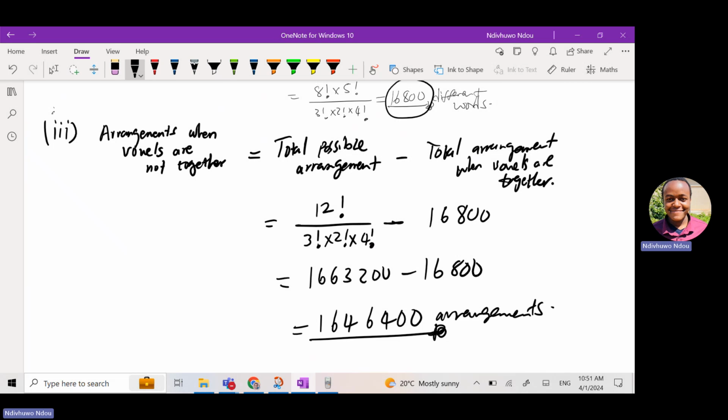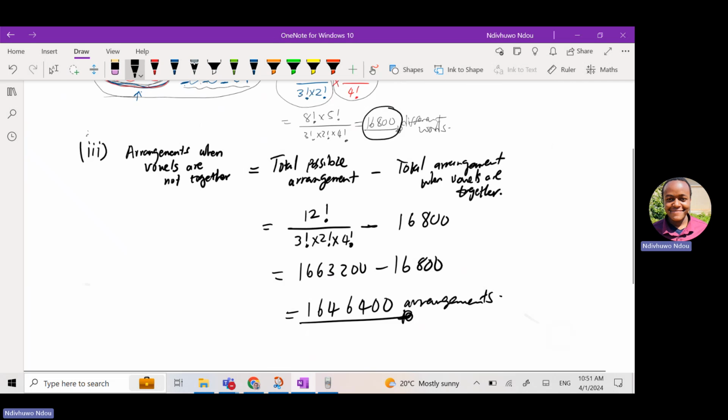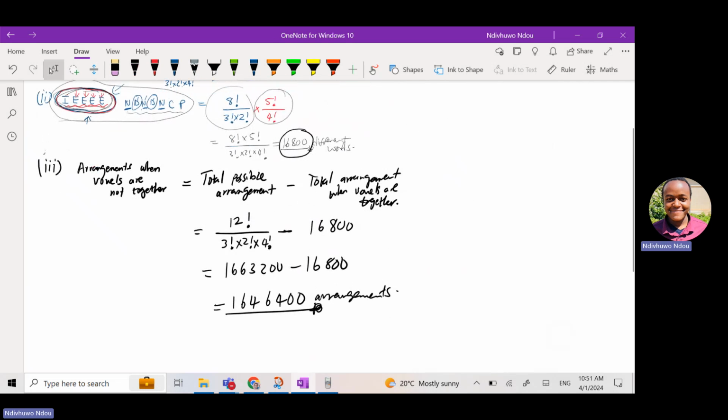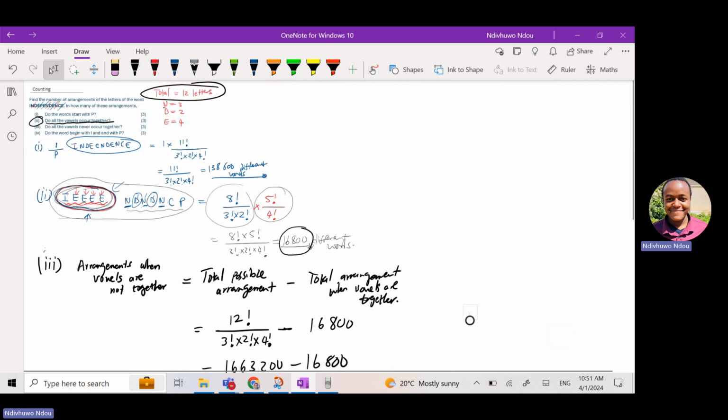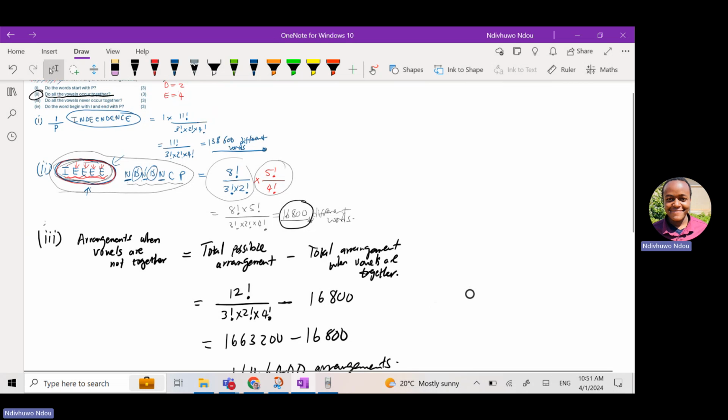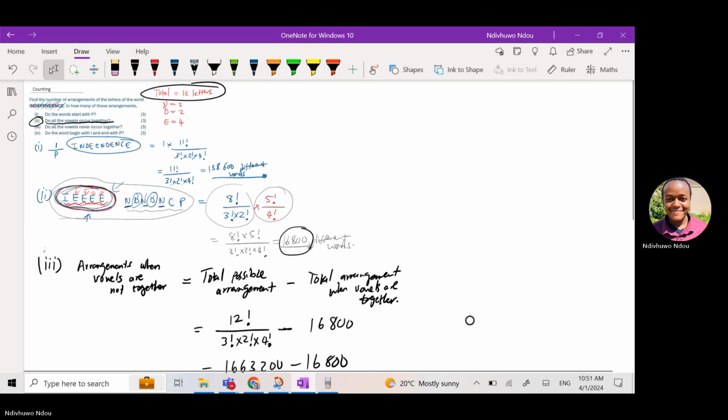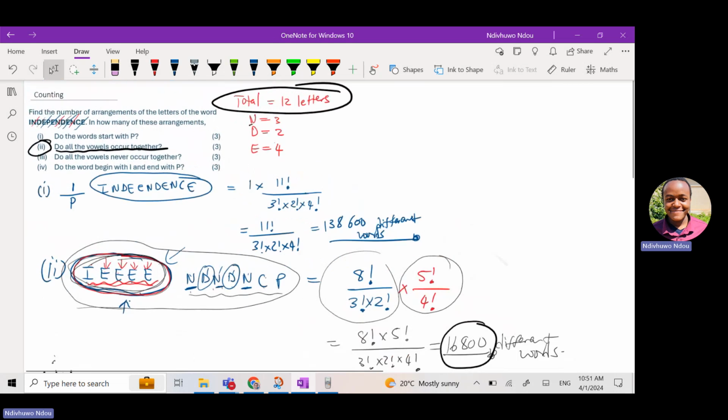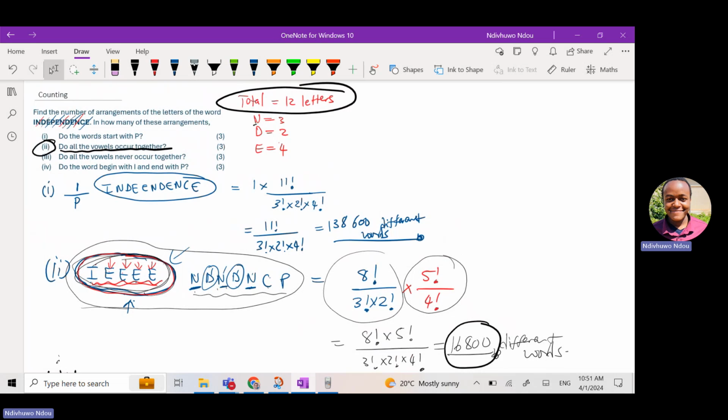Okay, so it's like 1,646,400 arrangements. Okay, that's pretty much a lot. Okay, let's go to the last question. Roman figure 4. It says, how many of these arrangements are possible if the word must begin with an I and end with a P?